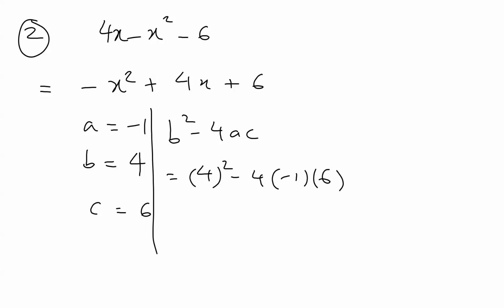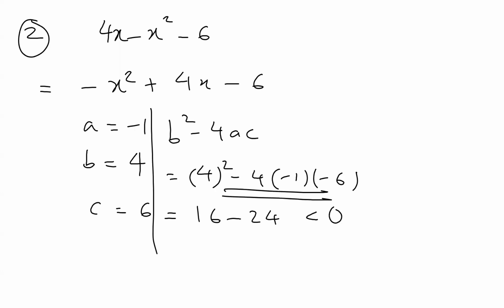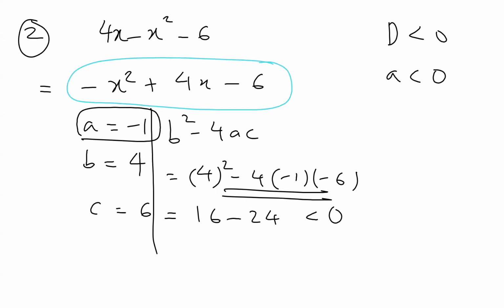One second, I just made a small error. Yeah, sorry. So this is minus 6 over here. So 16, 3 minus signs are there. So this will be minus 24. Okay. So this is going to be lesser than 0. So D, delta, is lesser than 0. A is lesser than 0. Okay. First and foremost, you should write the expression in a proper format, ax square plus bx plus c.